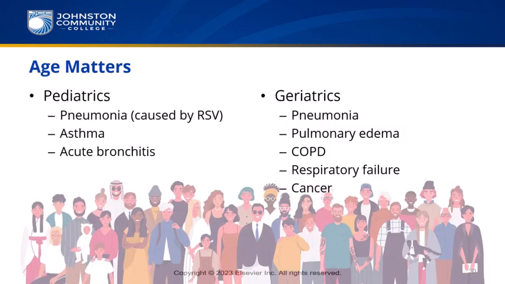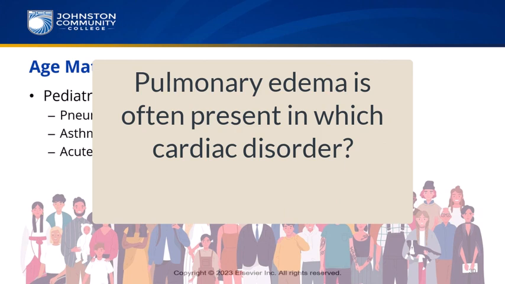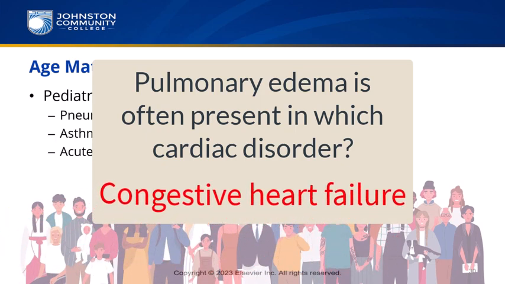Age matters. So as we can see with pediatrics, we have pneumonia caused by RSV, asthma, and acute bronchitis. Geriatric patients, we have pneumonia, pulmonary edema, COPD, respiratory failure, and cancer. Quick question. Pulmonary edema is often present in which cardiac disorder? We just had this on the last chapter. If you said congestive heart failure, give yourself a pat on the back.